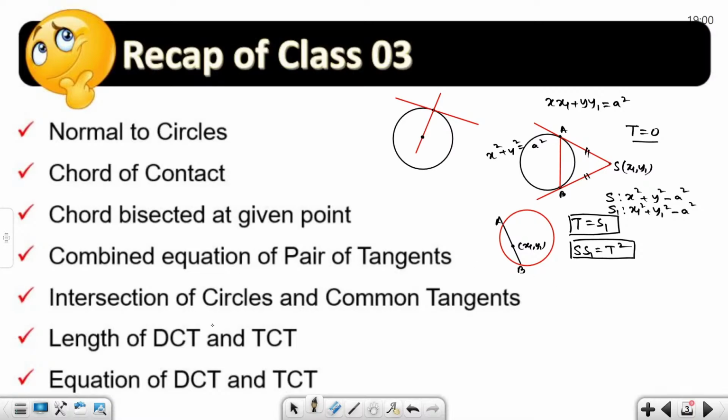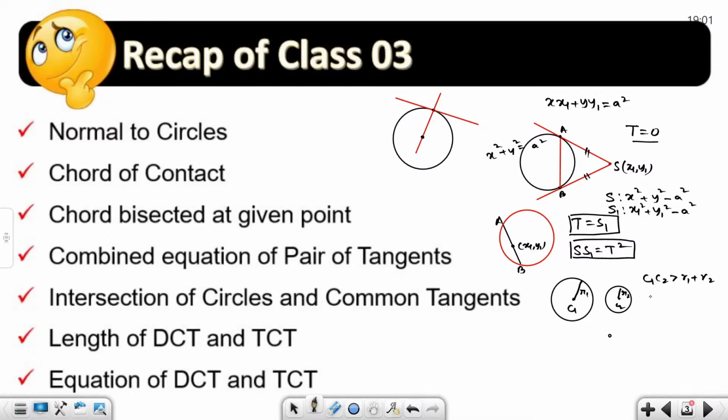Okay, then we have learned intersection of the circles and common tangents. So we have discussed the 5 such cases which can occur when two circles are not intersecting each other. In that case, what was the condition? The condition was, if this is C1 and this is C2 and the radii of the circles are R1 and R2, when C1C2 is greater than R1 plus R2, then we will say that these two circles are neither intersecting nor touching each other.